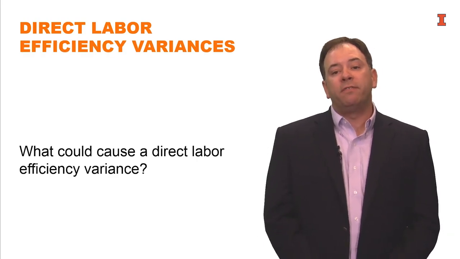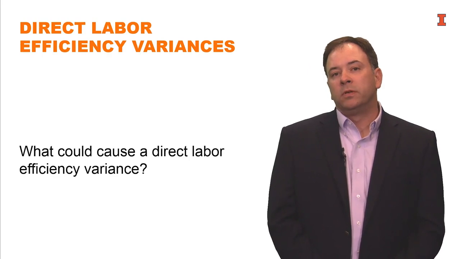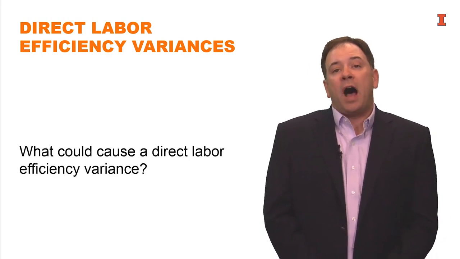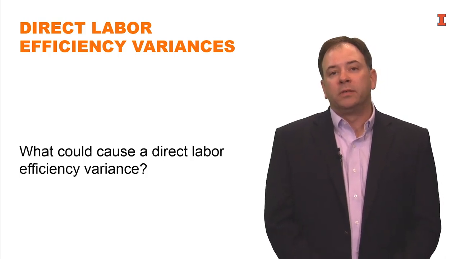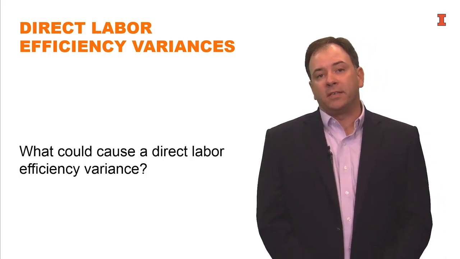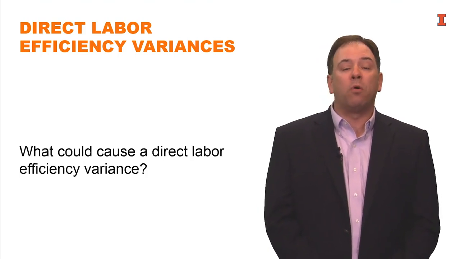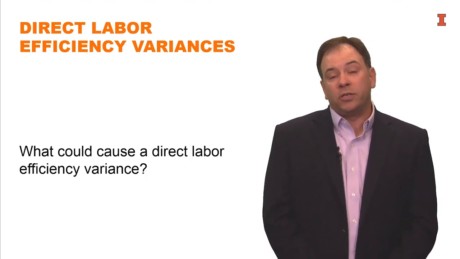Direct labor efficiency variances, what would cause those? Well, again, it's the number of hours that an employee uses to produce so many units of output. That would be the input in this case. And so they might be more or less efficient than the standard assumed.